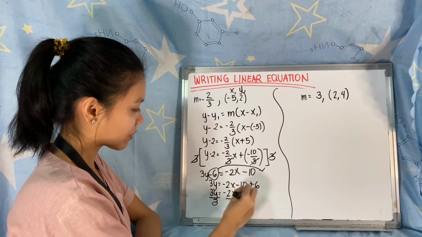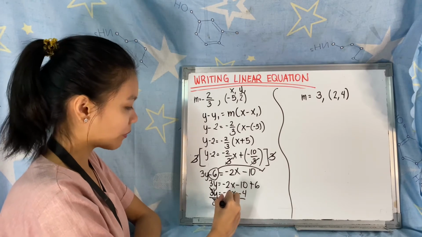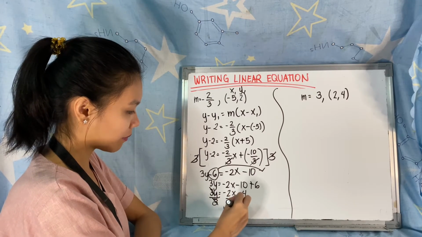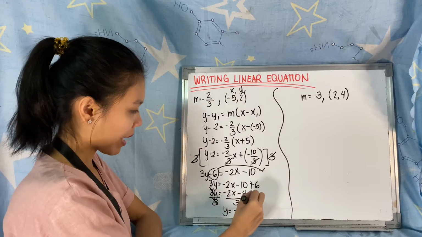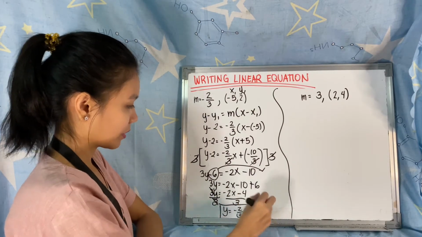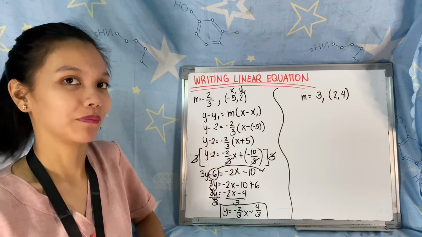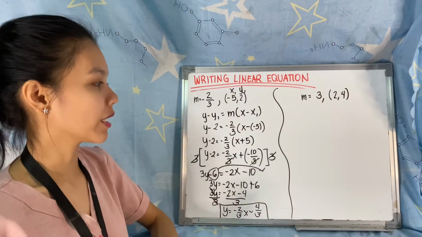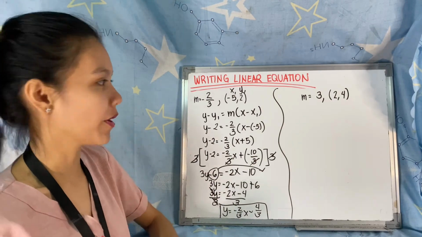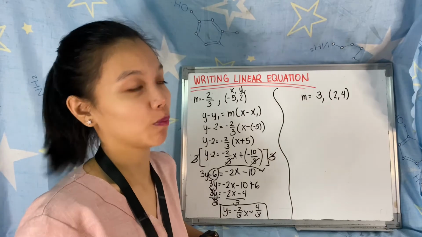Divide both sides by 3 para ma-eliminate si 3 dito, maiwan si y. So, we have there y is equal to negative 2/3 x minus 4/3. So, that is our slope-intercept form. Okay, for this one, ang gawin naman natin dyan ay standard form. Pero, through the use of point-slope form.